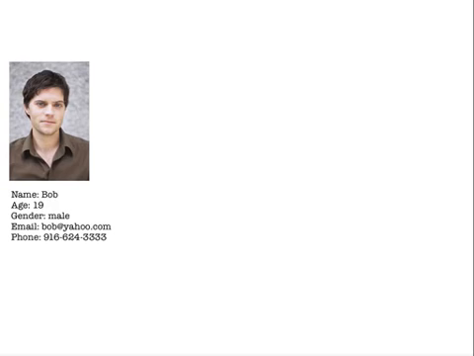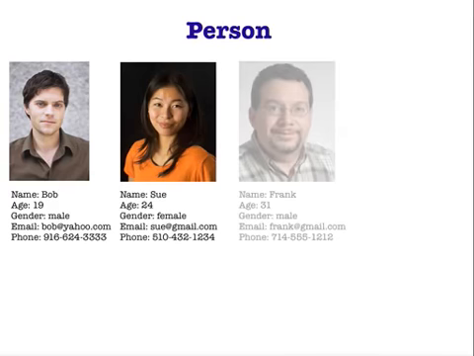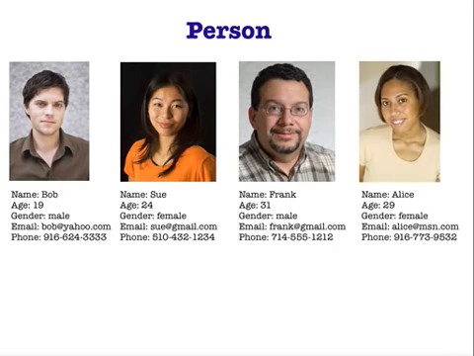Because we can describe Bob with attributes that make Bob unique, Bob is an instance of an entity we shall call a person. The person entity, along with its attributes, can be used to describe many persons. Here's Sue, Frank, and Alice. They all share the same set of attributes, but the actual values may be different.